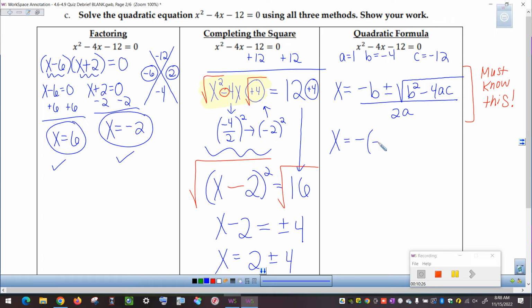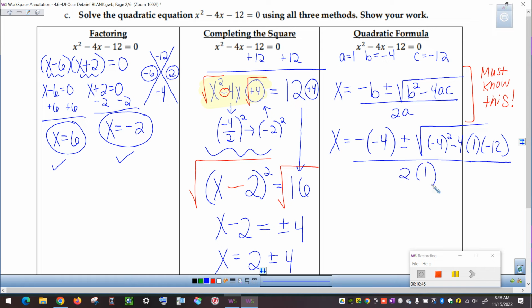We do want to be careful when we have a negative b value, because it's an extra negative sign out in front. So actually, it's going to turn into a positive 4. Inside of our square root symbol, it's going to be negative 4 squared minus 4 times 1 times negative 12. On the denominator here, that's going to be 2 times 1.